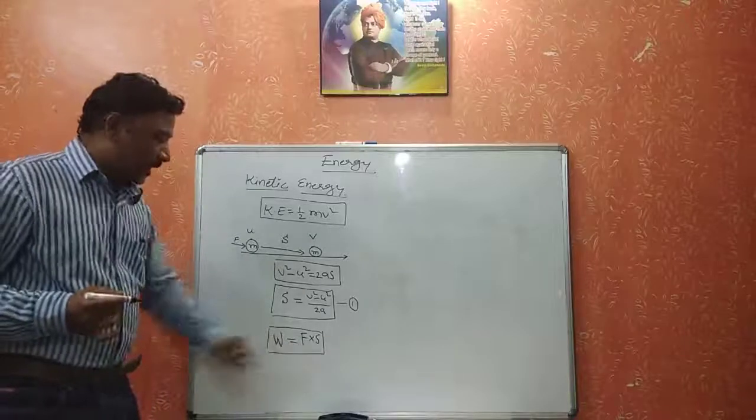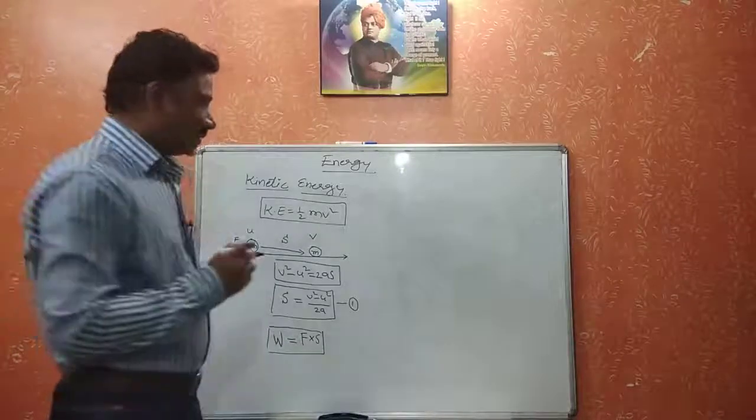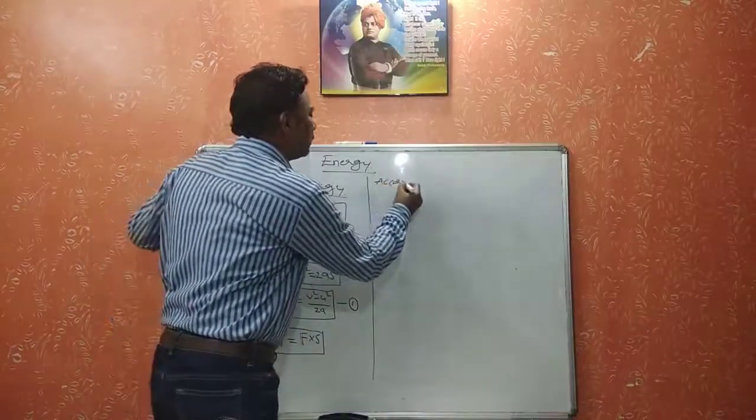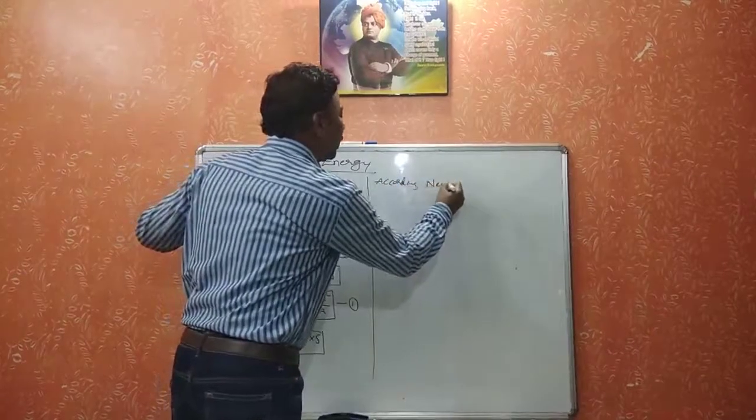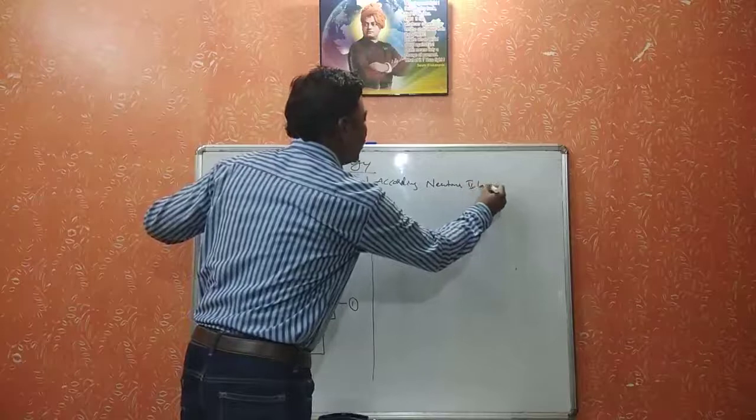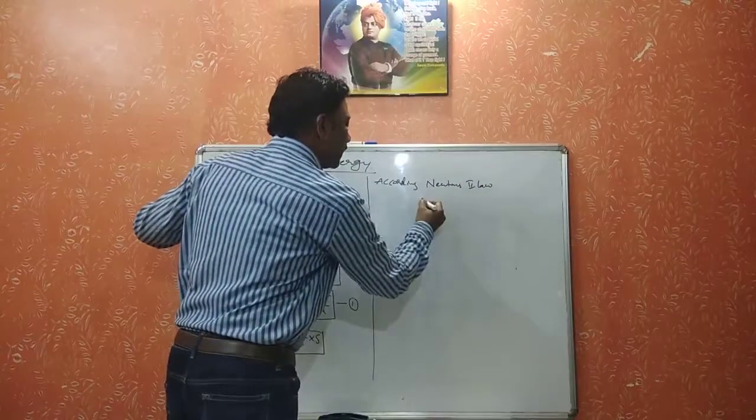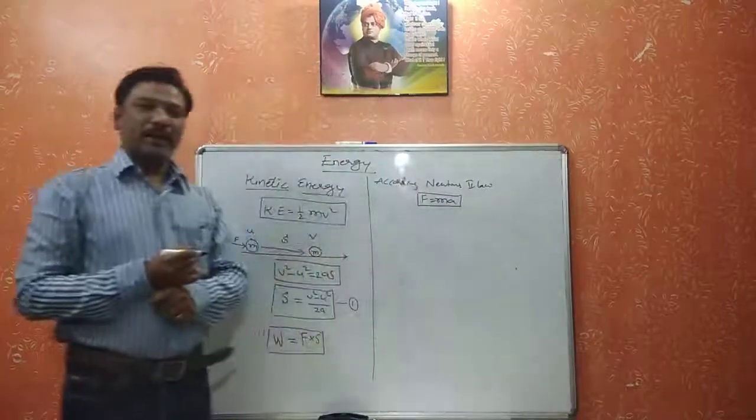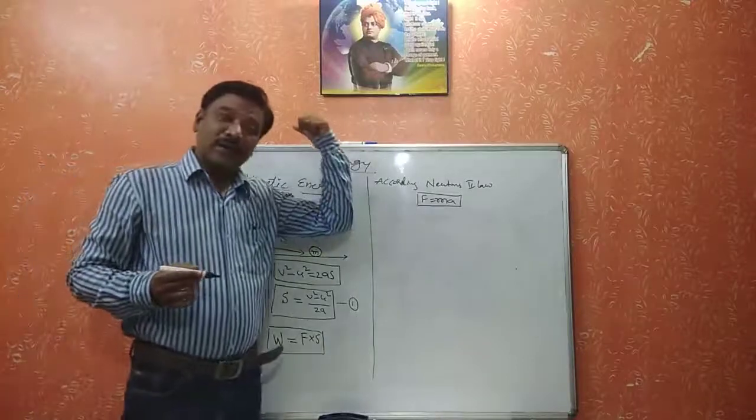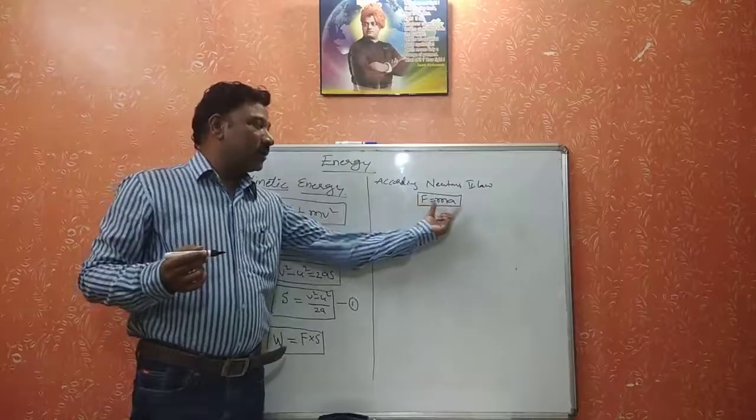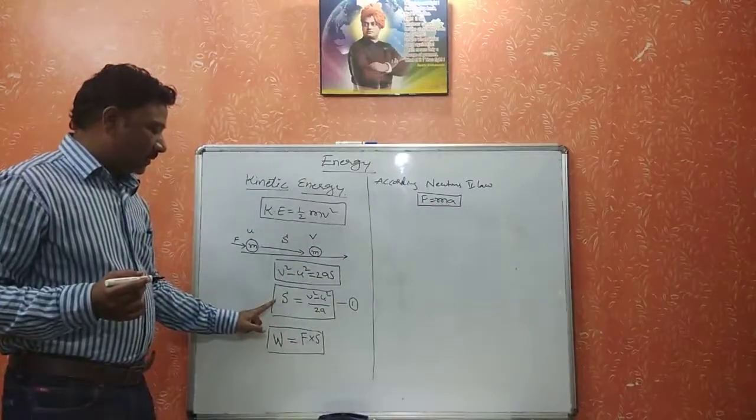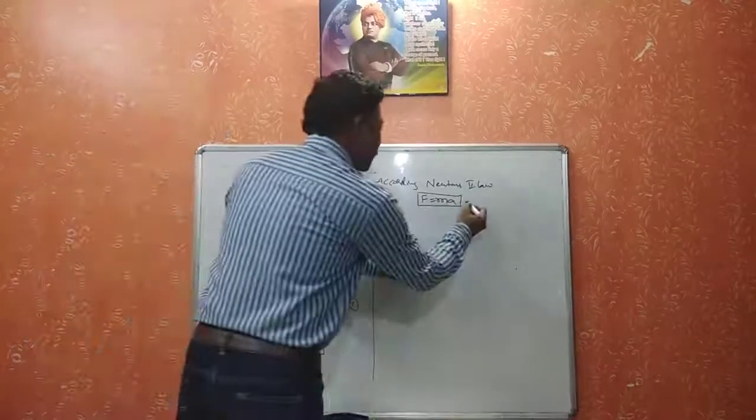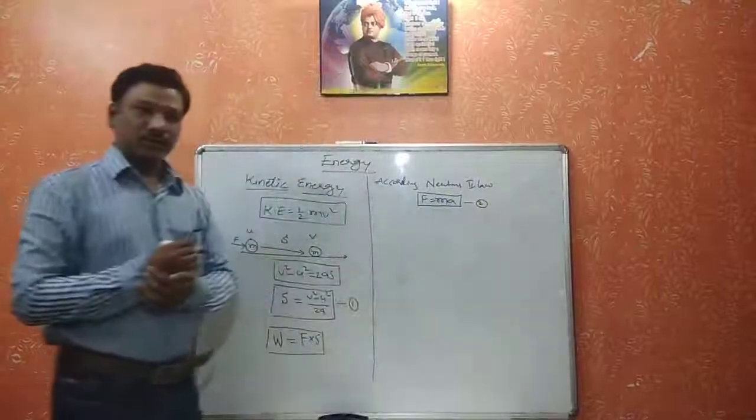Now come to the point. According to Newton's second law of motion, we know very well that F = ma. F = ma. Already we have derived this equation in the previous lesson. Okay, F = ma. Now come to the point. Here already we have derived the equation S = (v² - u²)/2a, and here we got F = ma. This is equation 2.